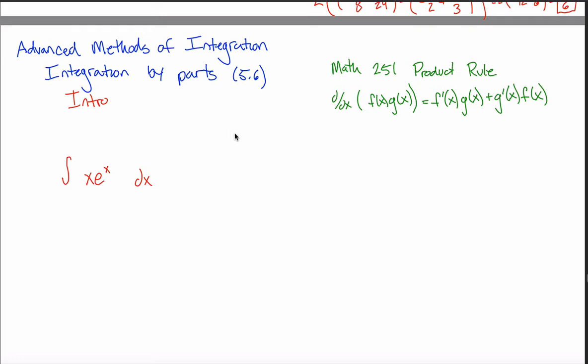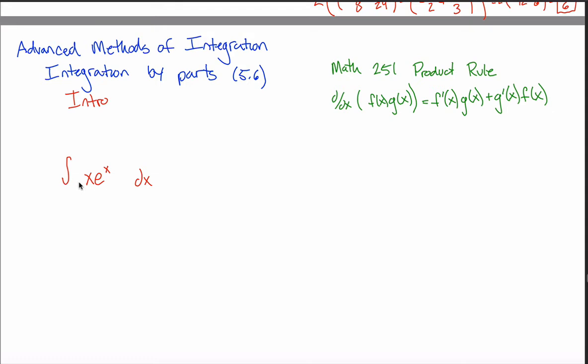And while u substitutions are really powerful, they won't always work to figure out antiderivatives. For example, here's a question where you're being asked to find the antiderivative of x times e to the x, that I don't think we could figure out using u substitution. And I also don't think we can figure it out using any of the more basic methods that we learned earlier on in this class. This doesn't look like too bad of a problem, but none of the tools that we have will allow us to figure out the antiderivative of x times e to the x.